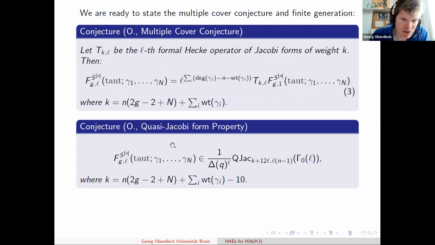And then there's the second conjecture, which says that this F_{g,L} here is an element in this algebra of quasi-Jacobi forms for a certain congruence subgroup. And then again, you have a certain prefactor here.